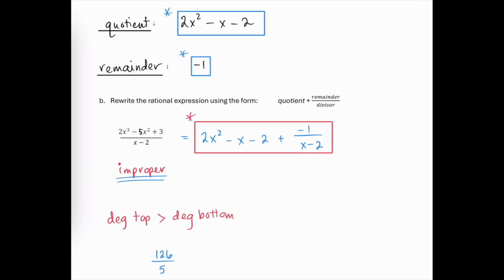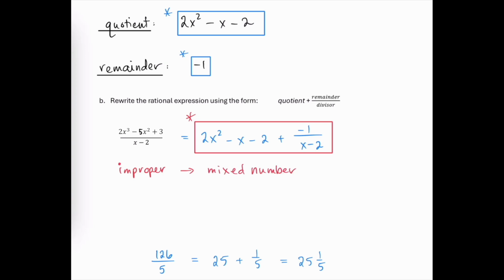So this is our answer for part B, but let's notice that it's similar to what happens with improper fractions with real numbers. We can write an improper fraction in the form of quotient plus remainder over divisor, and that's what gets us from the improper fraction to the mixed number. So we can think about this in a similar way. We can get from the improper rational expression to something that feels like a mixed number version that's equivalent to what we started with.